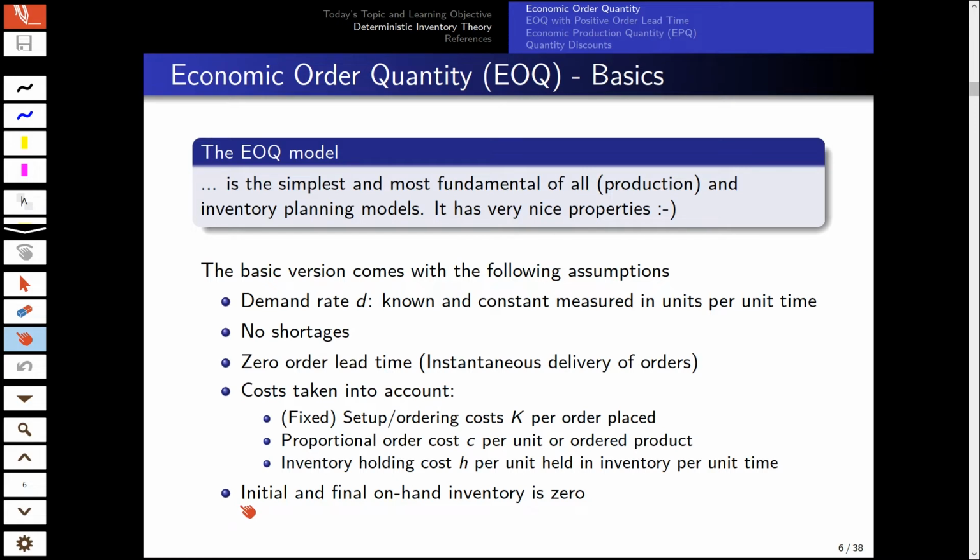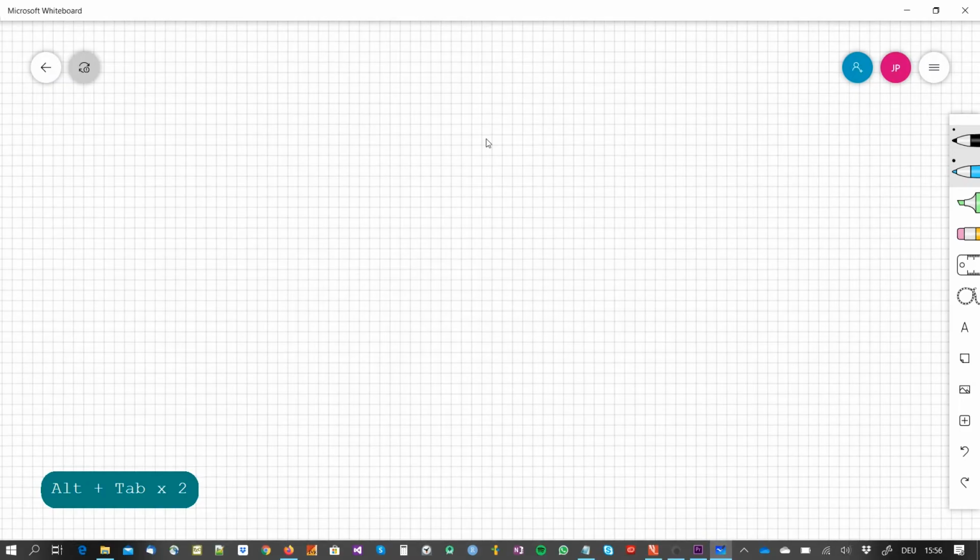We also assume that in the beginning we have zero inventory on hand, so the first thing that we need to do is to order inventory, and we also assume that when the time horizon is finished, our final on-hand inventory is also zero. That helps ease things and keeps the first model quite simple.